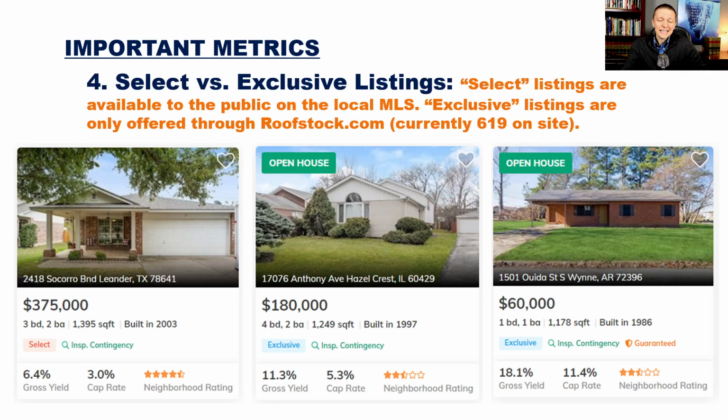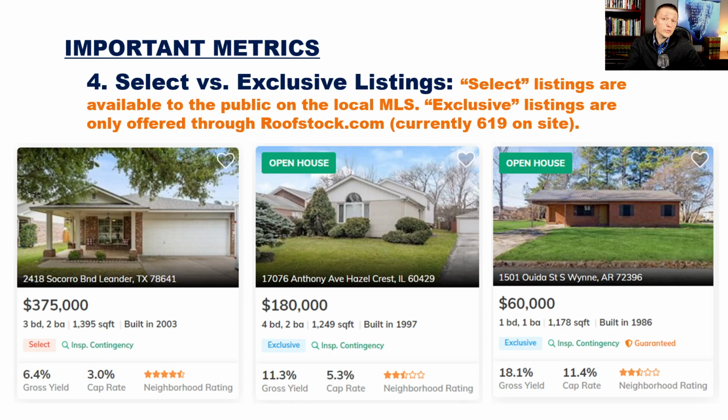The next one is select versus exclusive listings. And you will see that there are these labels that appear on their property listings, and I want to point them out so that you know what they mean. So a select listing is something that is available to the public on the local MLS in addition to the Roofstock website. So it's not limited to the Roofstock website. However, an exclusive listing is only available and offered through roofstock.com. And as of the date of making this video, there were currently 619 such listings on the site.